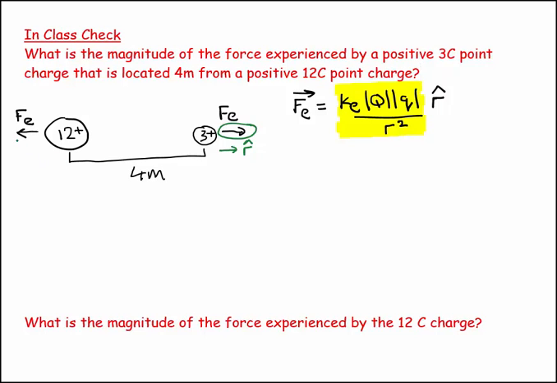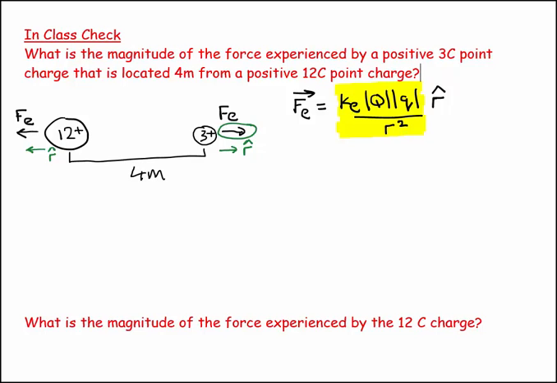If I was interested in the force experienced by the 12 Coulomb positive charge and I wanted the vector force, then my unit vector would be in that direction. Now, this question only asks for the magnitude, and the unit vector has a magnitude of 1. It's only a direction, it doesn't change the magnitude of anything. So if I want the magnitude of the force experienced by the 3 Coulomb point charge, then what I want to do is find the magnitude, and that's the bit that's in yellow.